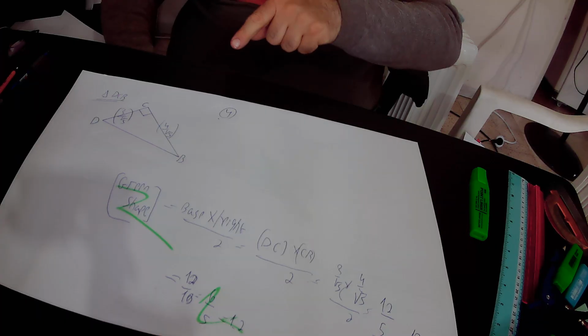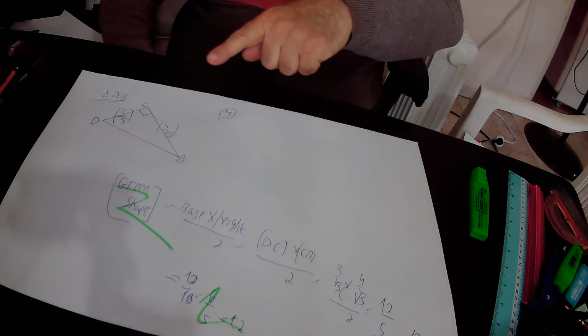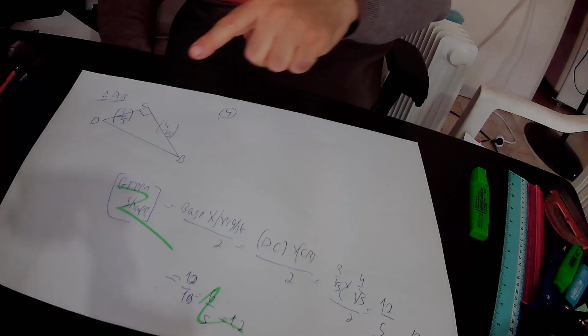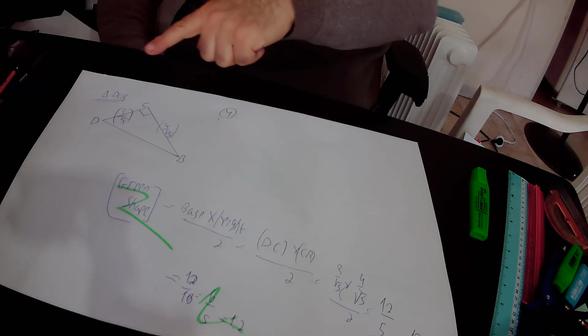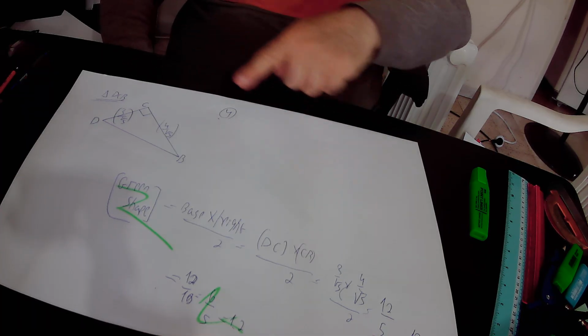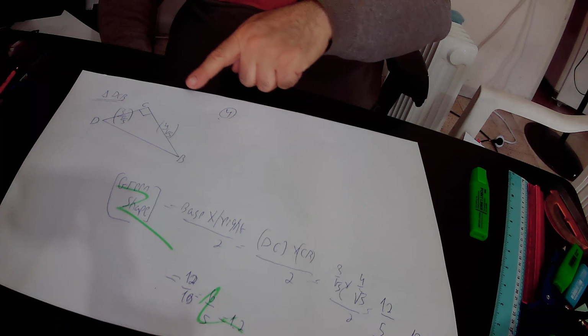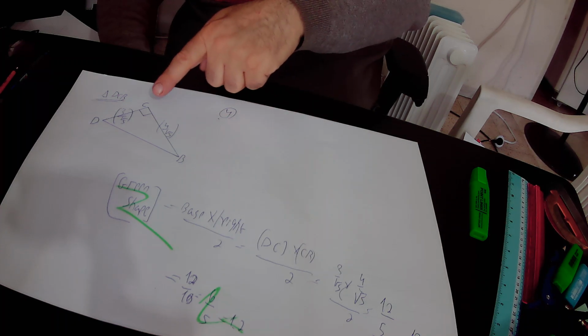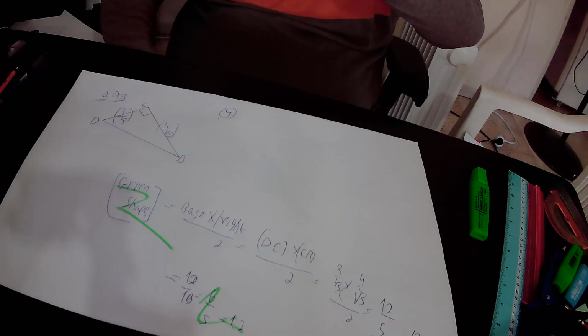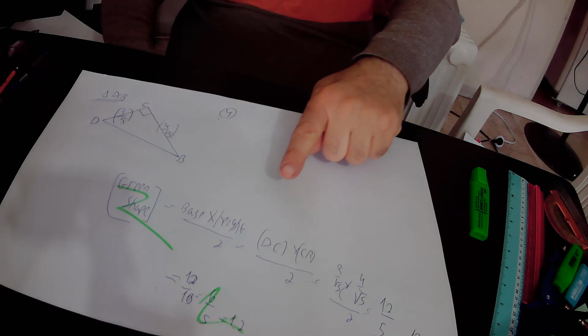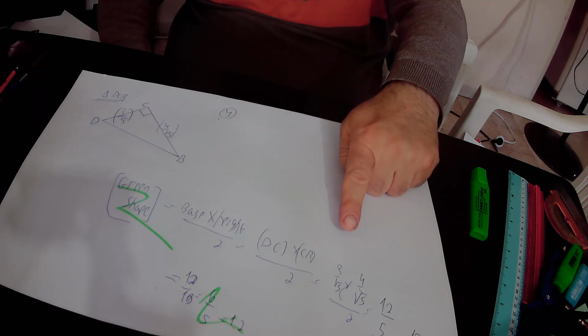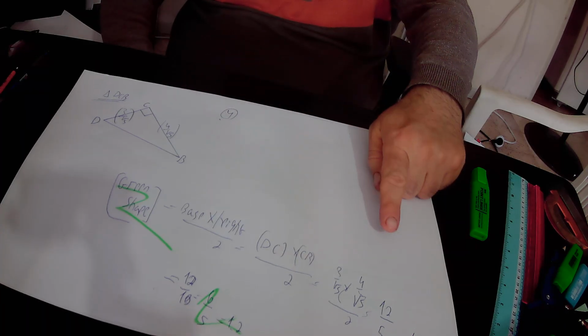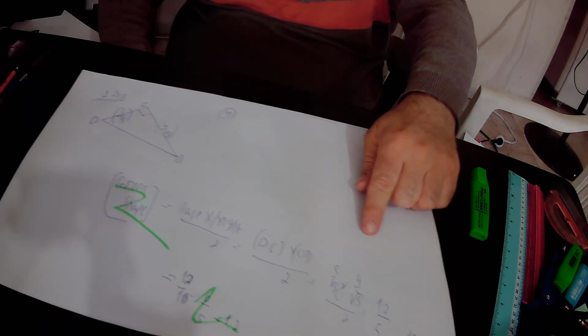The area of any triangle equals the base of the triangle times the height to the base over 2. The height must make 90 degrees with the base. We choose the base as DC and the height as BC. Why is the height BC? Because it makes 90 degrees with the base DC. So the area equals DC, 3 over the square root of 5, times BC, 4 over the square root of 5, divided by 2.